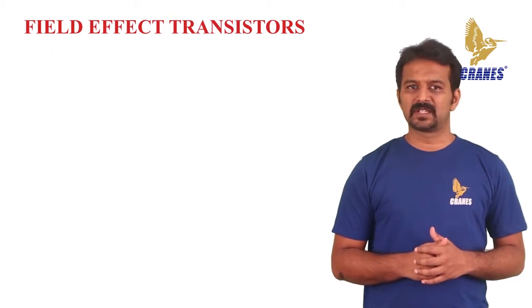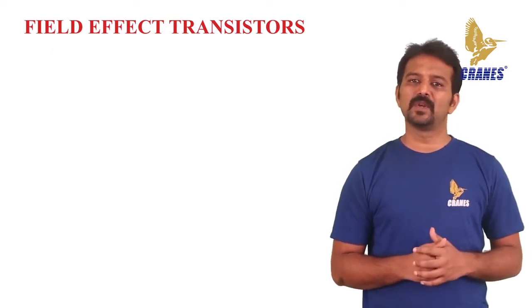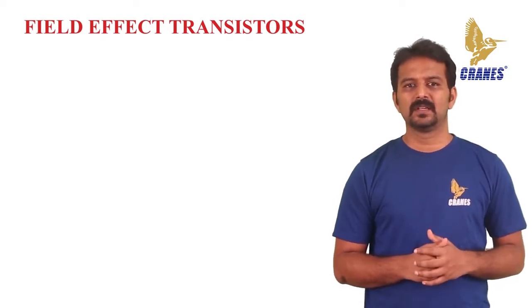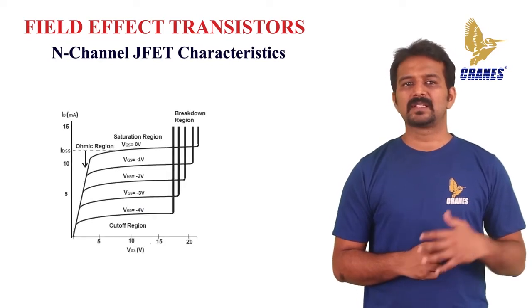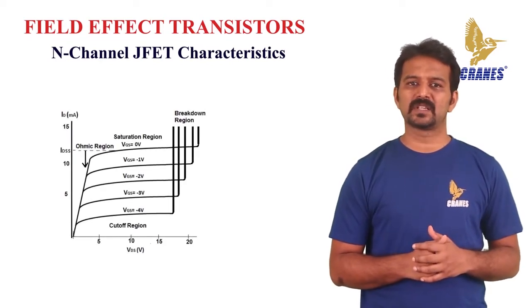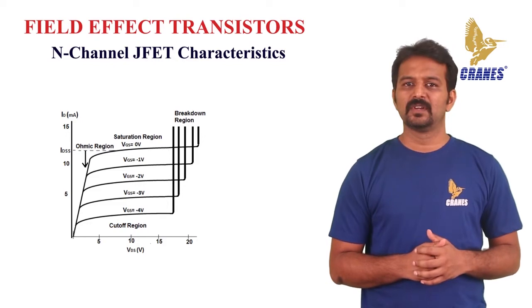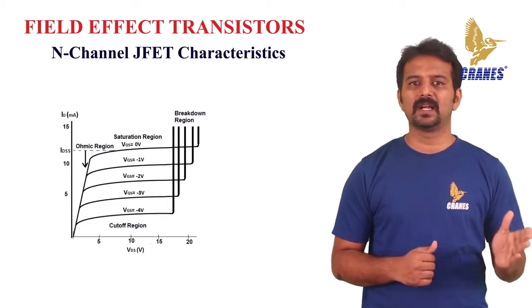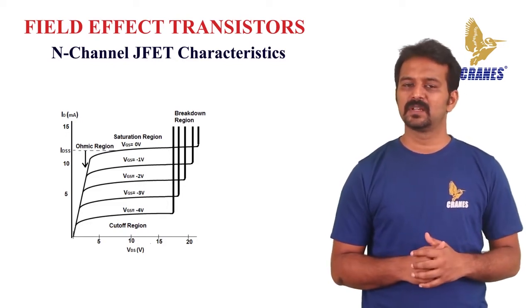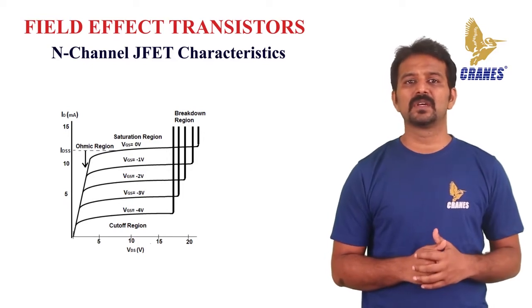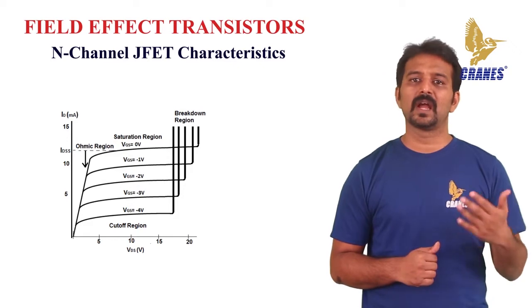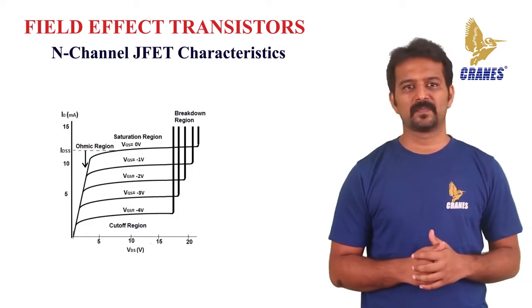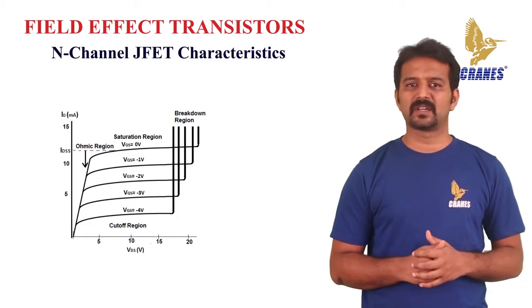Looking at the JFET characteristics, the characteristics can be known for both N channel and P channel. So let's now look at the N channel JFET characteristics. As seen in the N channel JFET characteristics or the transconductance curve, which is graphed between the drain current and the gate source voltage, there are multiple regions in the curve, and they are ohmic, saturation, cutoff and breakdown regions.